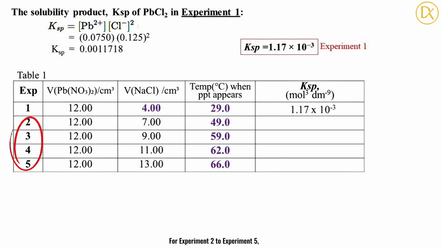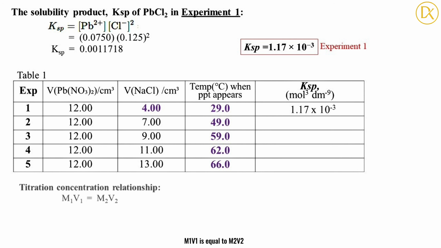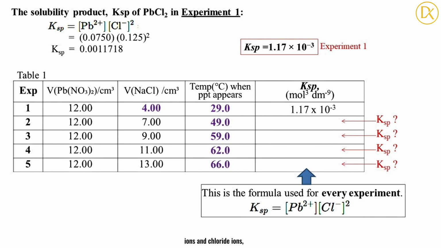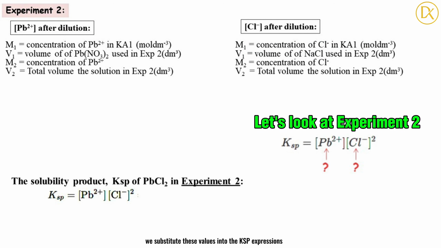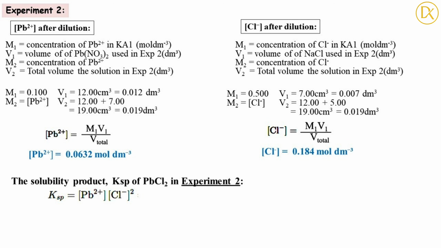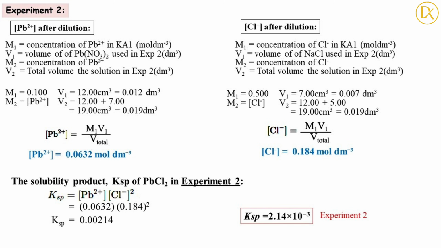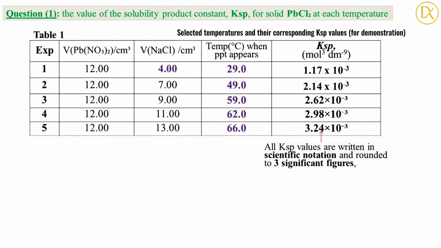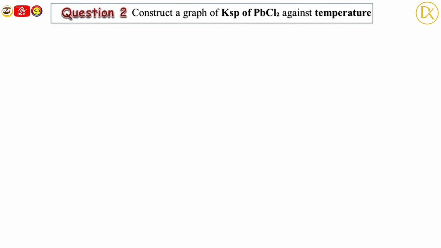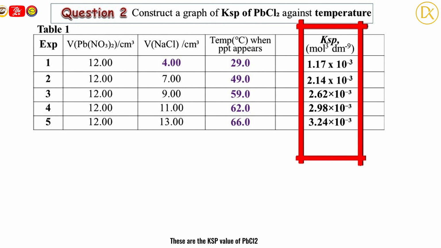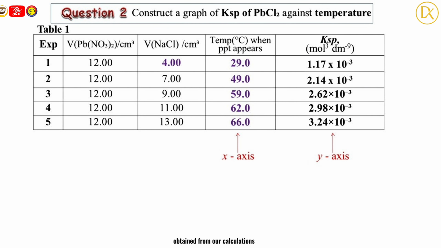For experiment 2 to experiment 5, the calculation steps are exactly the same. First, we determine the ion concentrations using the dilution formula, M1V1 equals M2V2. After obtaining the concentrations of lead-2 ion and chloride ion, we substitute these values into the Ksp expression. These are the Ksp values of lead-2 chloride at different temperatures obtained from our calculations.